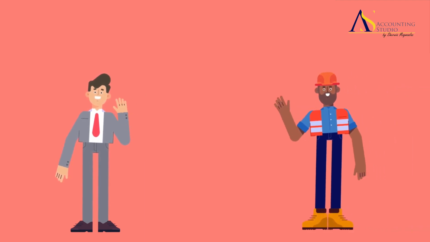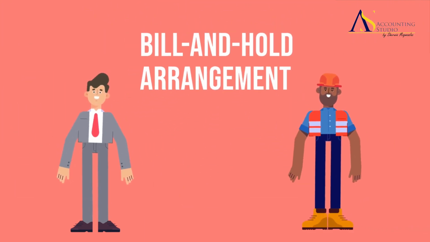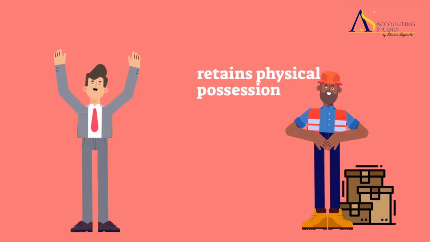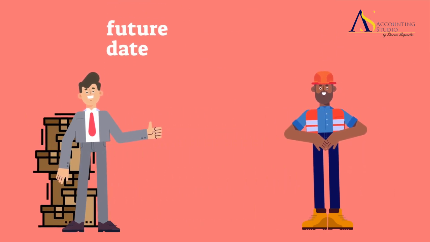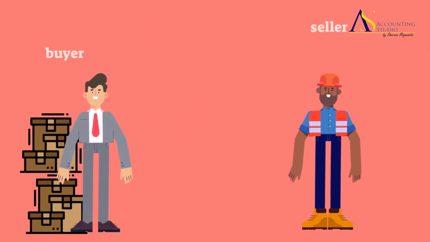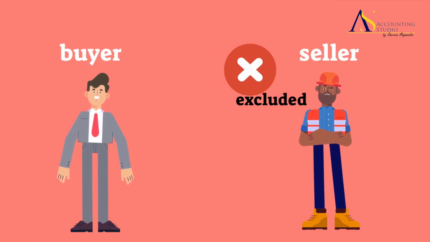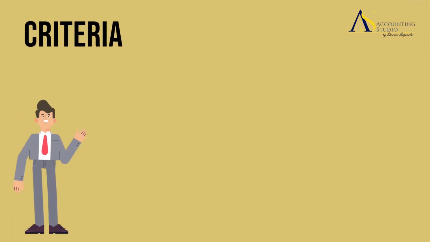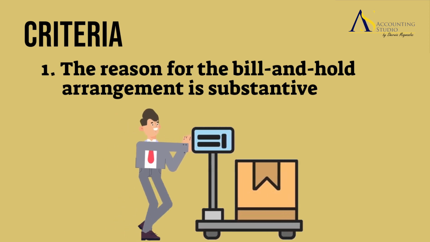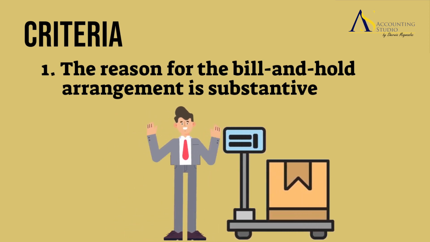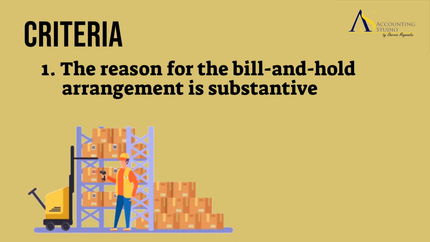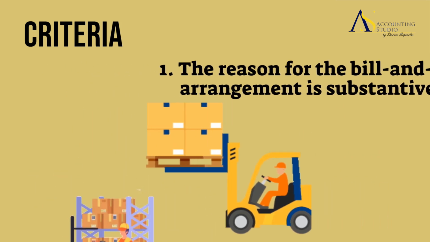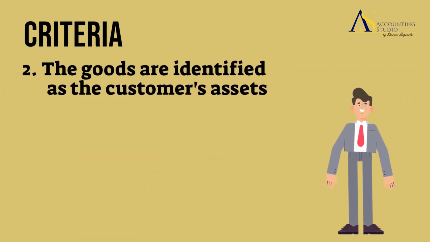This kind of contract of sale is called bill and hold arrangement. Under this, a seller bills a customer but retains physical possession of the goods until it is transferred to the customer at a future date. Take note that under bill and hold arrangement, the goods are excluded from the seller's inventory and included in the buyer's inventory upon billing, if the following criteria are met. The reason for the bill and hold arrangement is substantive. A substantive reason may be that the customer lacks storage capacity or its production schedule does not require the goods until a later time. The goods are identified as the customer's asset.